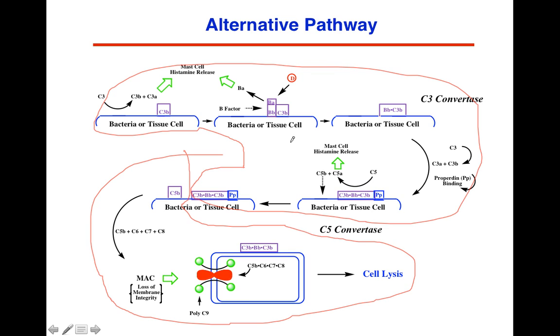And the differences between the proteins are, in the classical pathway you have C1q, C1r, C1s. That's different. And you have C2 and C4. That's different. For the alternate pathway, you have the B factor, properdin, and the D protein, and that's what's different. Those are the two differences. So just pay attention to those differences.